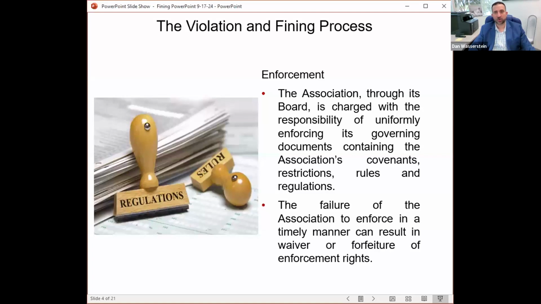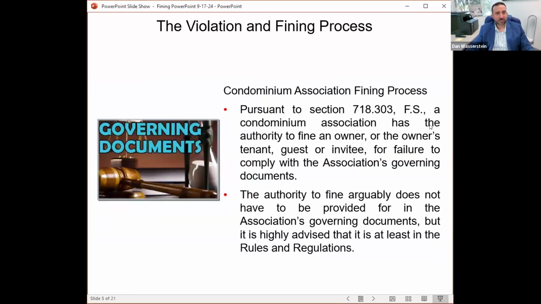that one of the most common defenses is when there isn't uniformity in the enforcement of rules and it's more haphazard. So you want to make sure you're uniformly enforcing, because not only is it important that everyone's treated the same, but also if you're not enforcing over time, it could result in a waiver or forfeiture of rights. So again, it's important to make sure you're diligent with your enforcement efforts. Now, when it comes to fining, and that's what we're talking about today, there are other methods of enforcement, but for today's purpose, we're talking about fining.